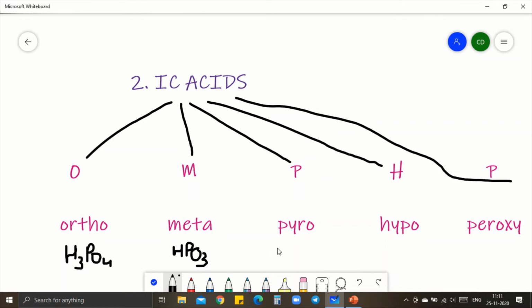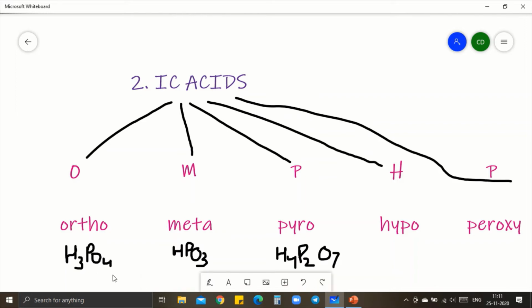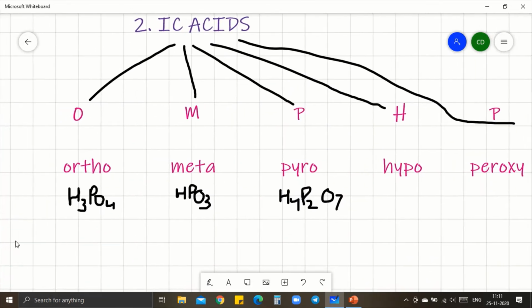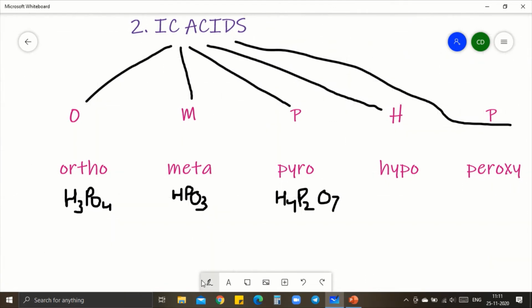Coming to pyro, add these both. H4P2O7. Coming to hypo, there you remove an oxygen from this. But if you do the same, H3PO3 will come again. Then you'll get orthophosphorus acid. So here it is somewhat different. Remove an oxygen atom from pyro.